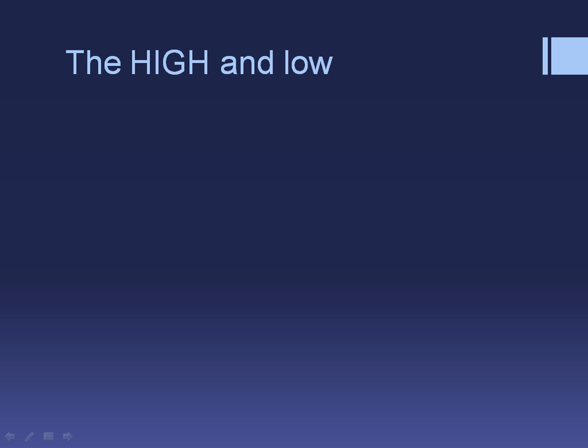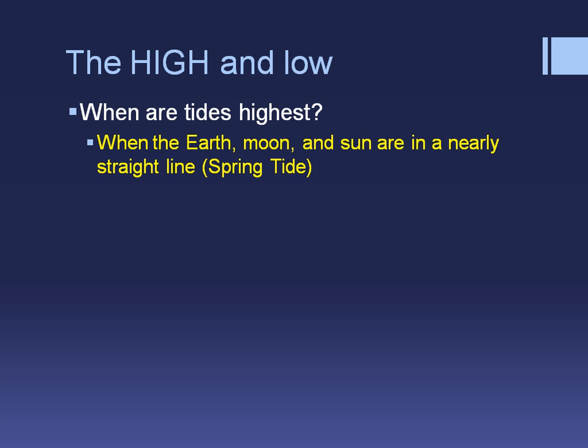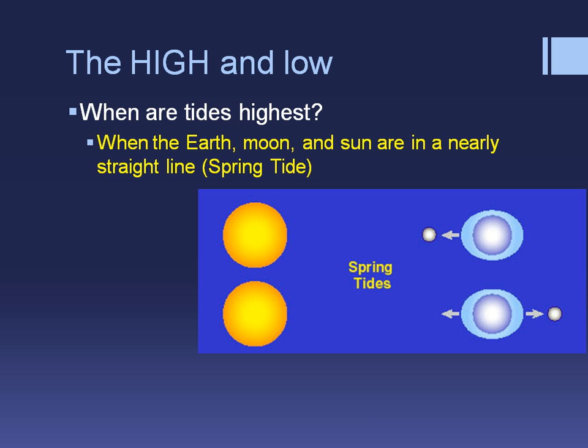When we take a look at this, the first question is, when are the tides highest? And that is when the Earth, Moon, and Sun are in a nearly straight line, which is also called a spring tide. We can see in this diagram here that they have the bulge occurring on the waters in the ocean as they're being pulled towards the moon and the sun at the same time. And it creates this slight bulge, which creates the higher tides.